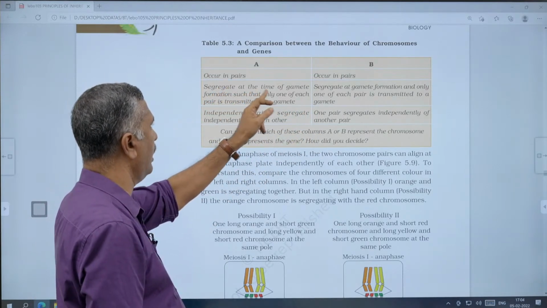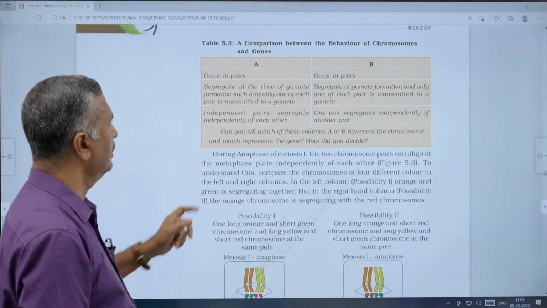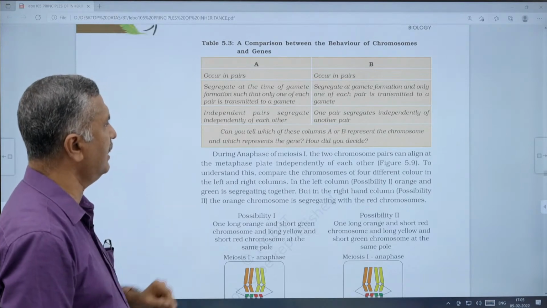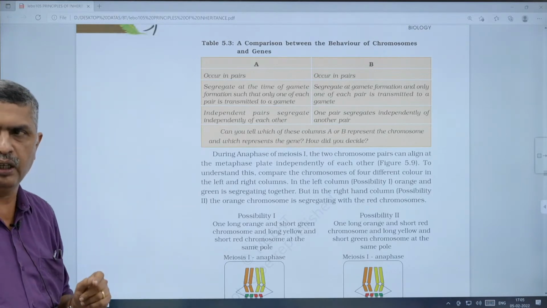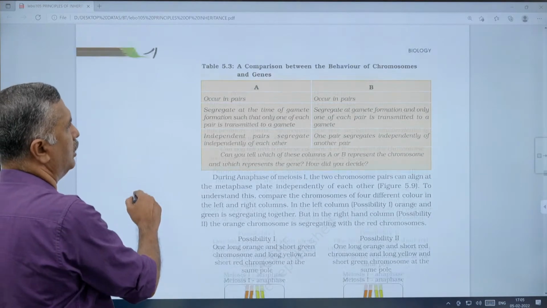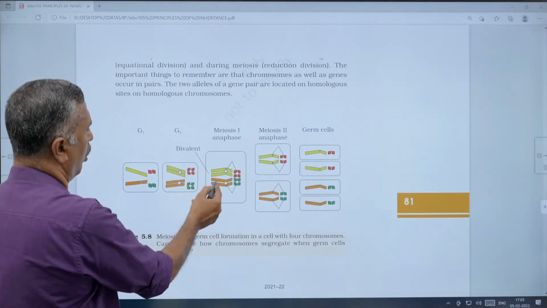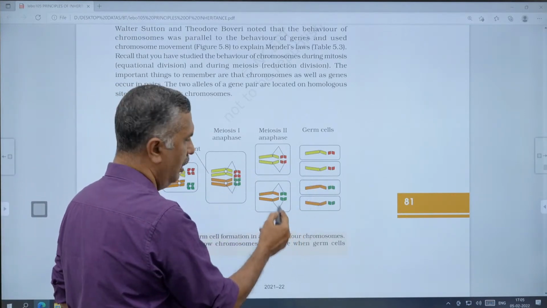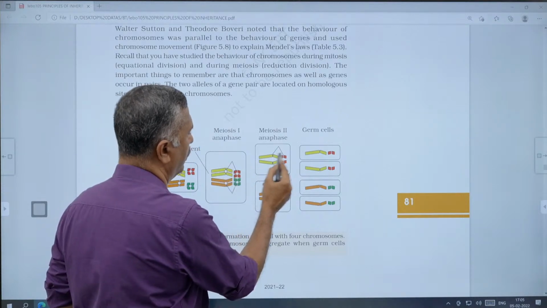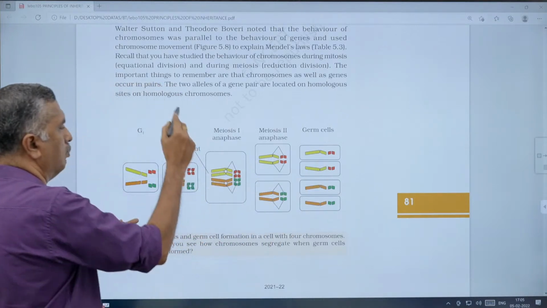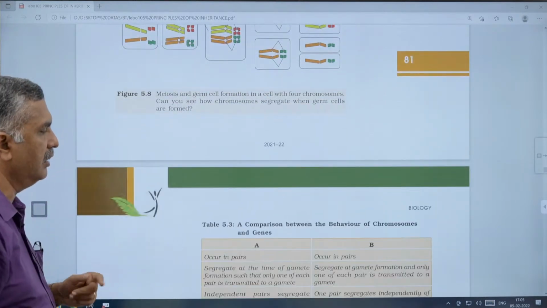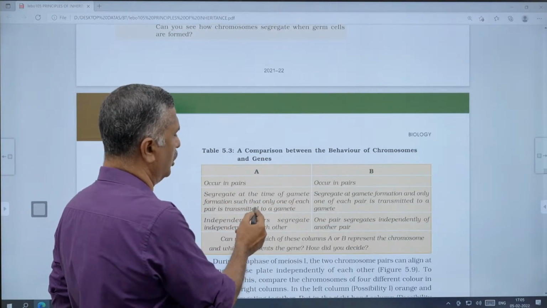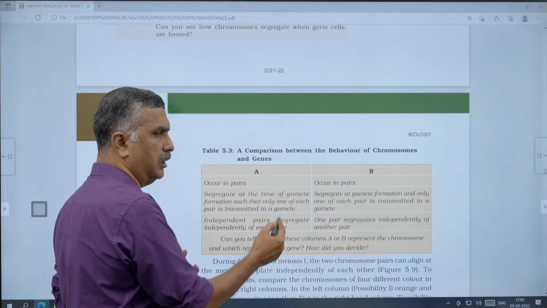And they segregate at the time of gamete formation, such that only one of each pair is transmitted to a gamete. Here you see this pair of chromosomes, one of which will separate to a gamete. From a pair, one of them will move to the gametes. So chromosomes segregate, and the genes also segregate, such that only one of each pair is transmitted to a gamete.